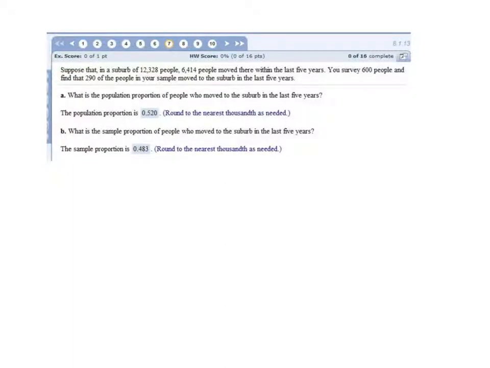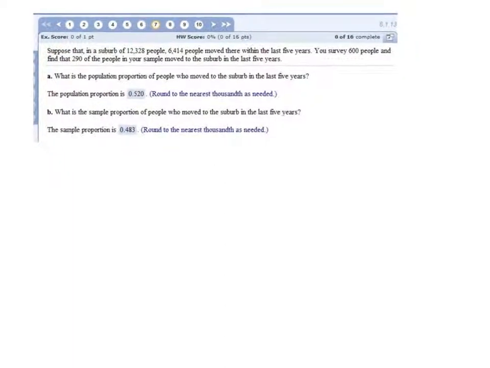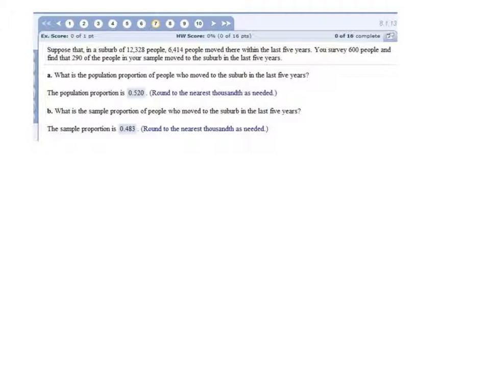So what I'm going to do with this problem is combine a couple of different kinds of things. 7 and 8 are similar. So to answer 7 here, first off they're asking us what's the population proportion. Well, we know out of the 12,000 people that live in this suburb, that number just moved here. So that's the population proportion.